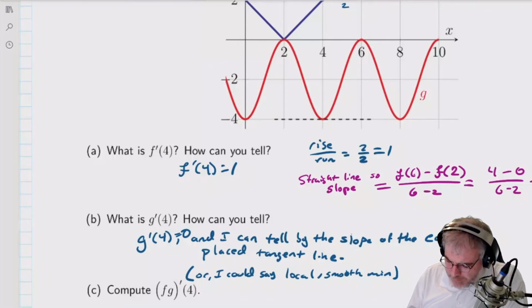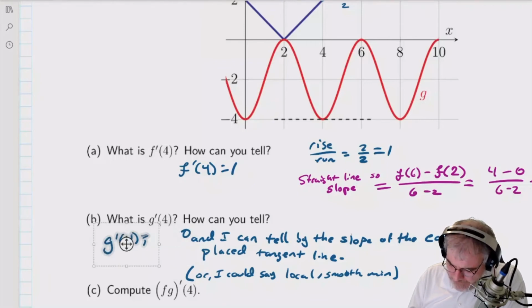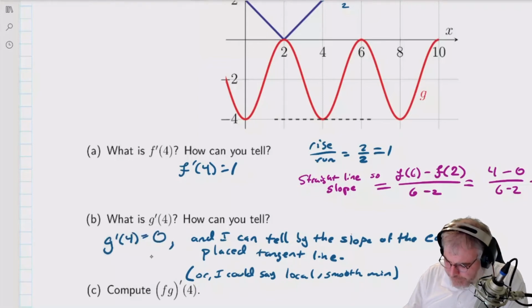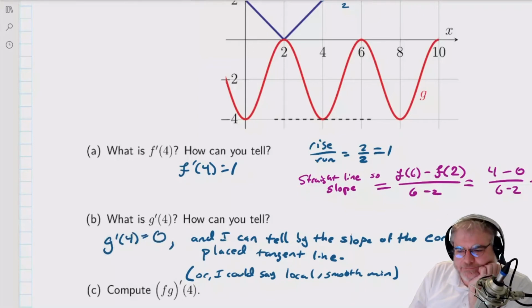I should have said G prime of 4 equals 0. All I said was G prime of 4, and I lost the equals. There it goes. Okay.